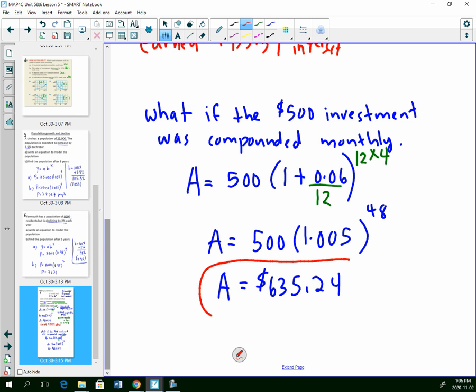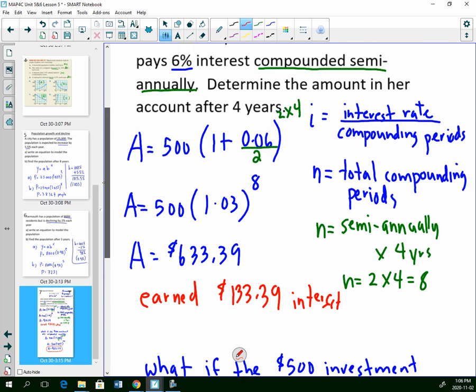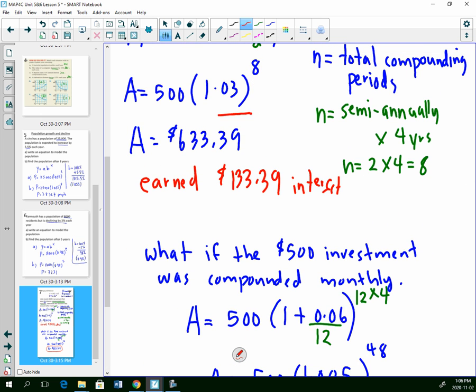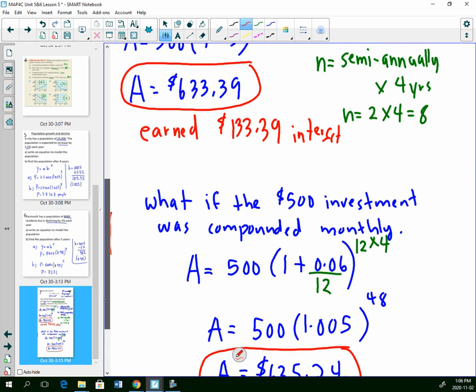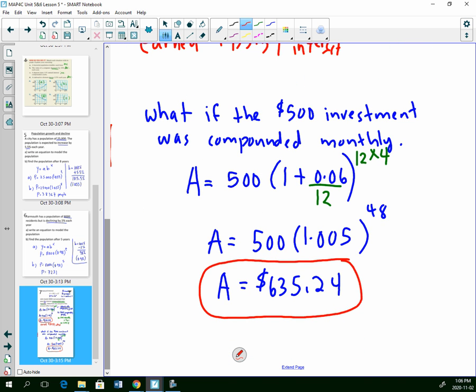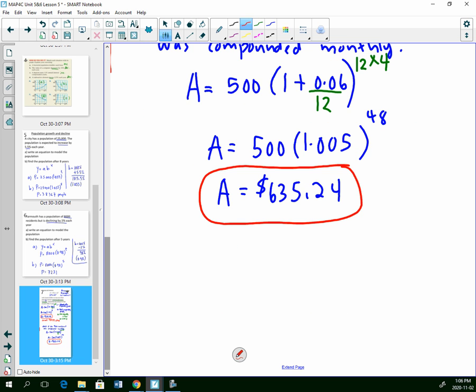So the idea of compound interest is that the more often you compound it, so here we have the same amount of money over the same time period at the same interest rate, but we earned a bit more money, right? A couple of dollars more by compounding it monthly instead of semi-annually. So the more often you compound, the more money that you make.